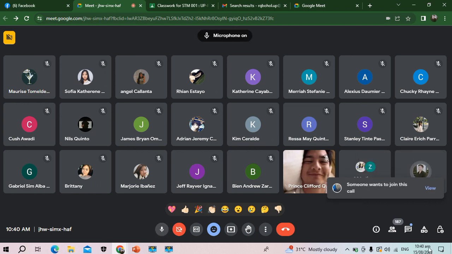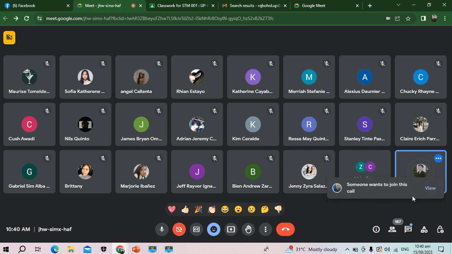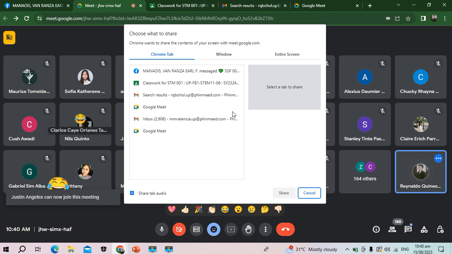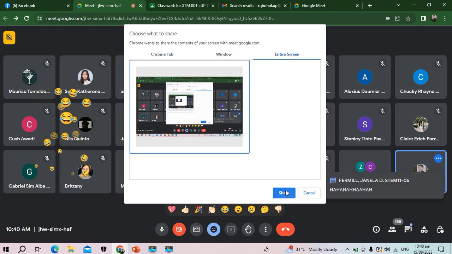Wow. Nandito si Alden Richard. Yun eh, si Alden Richard. Bisita tayo. Alden Richard.